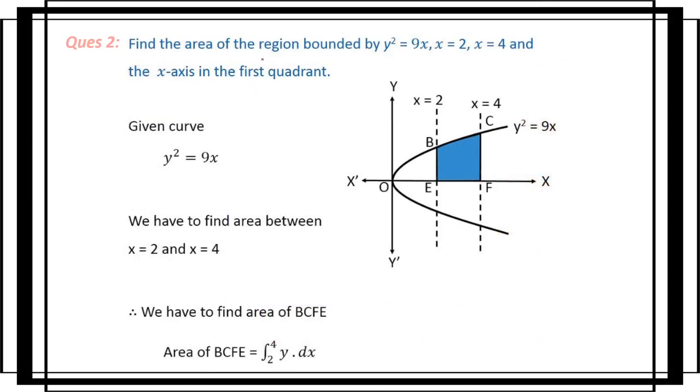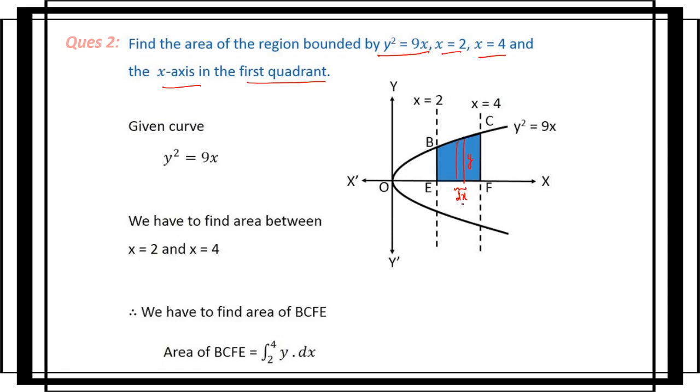Question number 2, here we have to find the area of the region bounded by y square equal to 9x. So this is a parabola, again symmetrical about the positive x-axis, x equal to 2, x equal to 4 and the x-axis in the first quadrant. Here also we have to talk about the first quadrant. So this is the required area, this blue region, as we did in the last question. Here also we'll take the function as y into dx, right? Because as we just discussed the concept, we make these small strips. This will be the change in x, a very small change in x, which is dx.